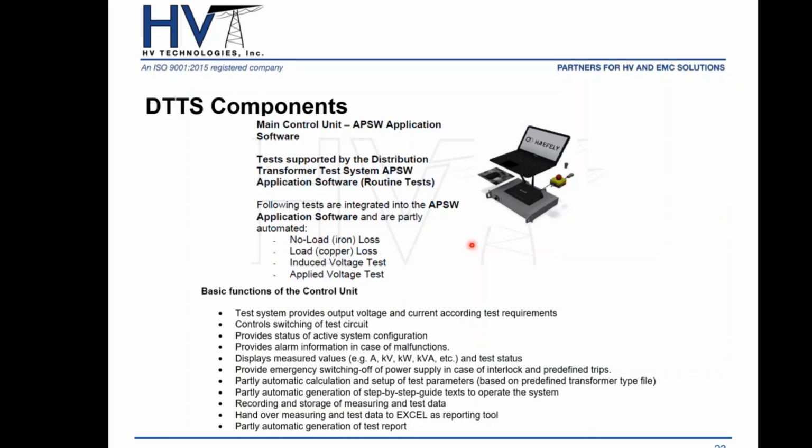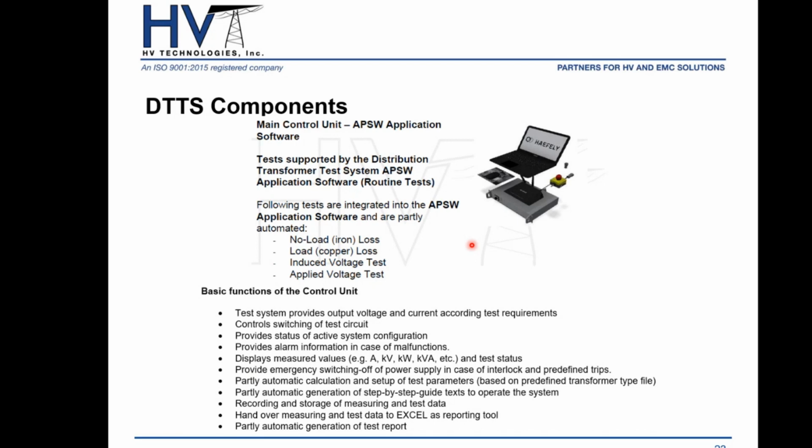Finally, we have what I've been mentioning about the main control unit, the application software. The application software will integrate all your routine tests: your no load loss tests, your load loss tests, induced and applied voltage tests will all be integrated. And like I said, optionally you can have all the other tests if you choose to have winding resistance. Those two can be set up.